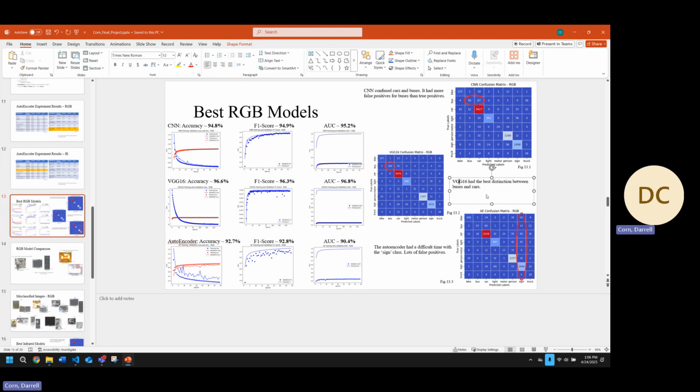Something to say about the VGG16 is it had the best distinction between cars and buses. It actually guessed more buses correctly than as cars, unlike CNN. And for the autoencoder, I mean, it was kind of worse in every way. But something to say for it, it had a really difficult time with the sign class. It had much more false positives in this column here than any of the other models did. So my best model overall for the RGB was the VGG16 at 96.6% accuracy.